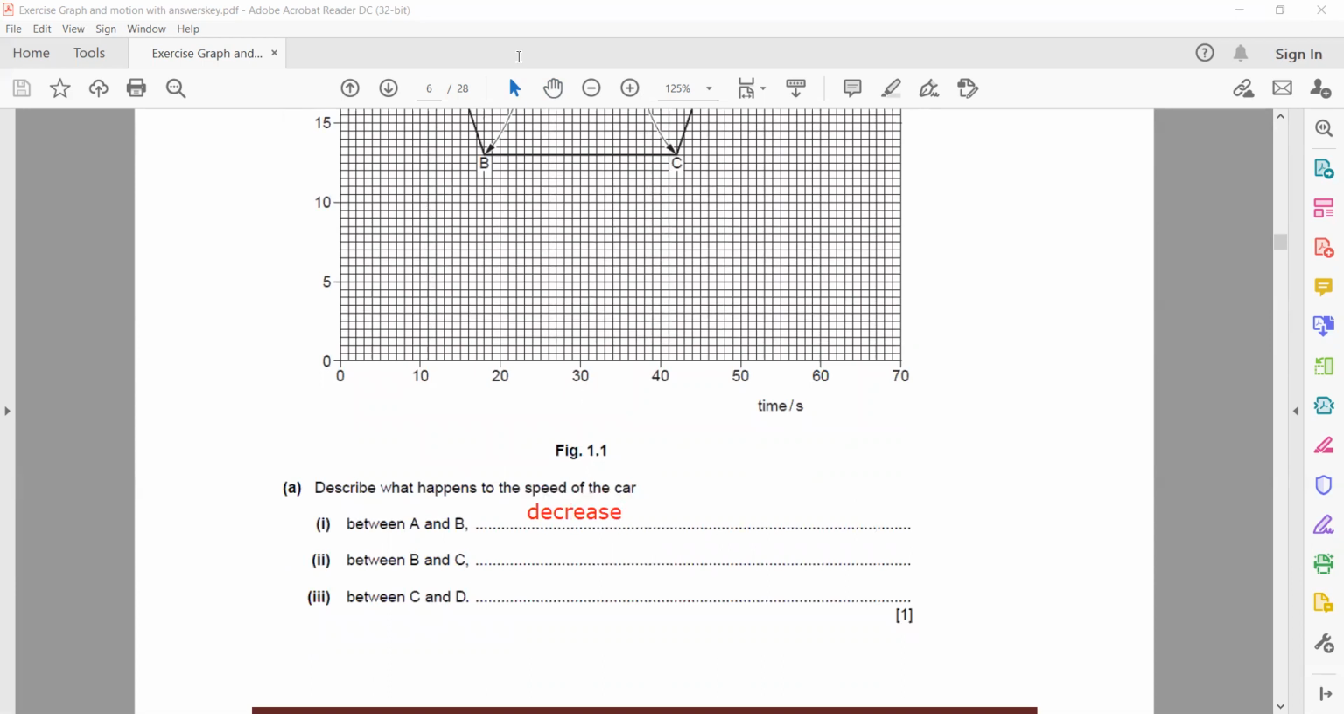What happened from B to C? The speed at B is the same as the speed at C. It's a horizontal line, so we can say the speed is constant. And the last one, from C to D, the speed is increasing. Because they ask for speed, that's why I mention only speed.